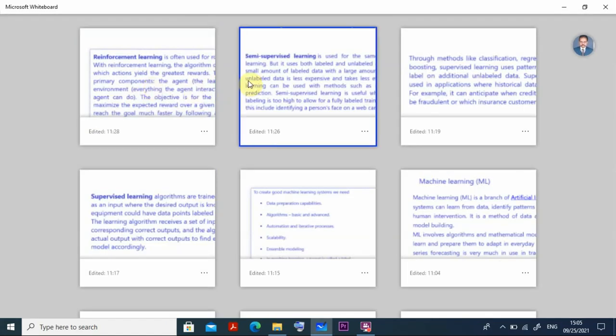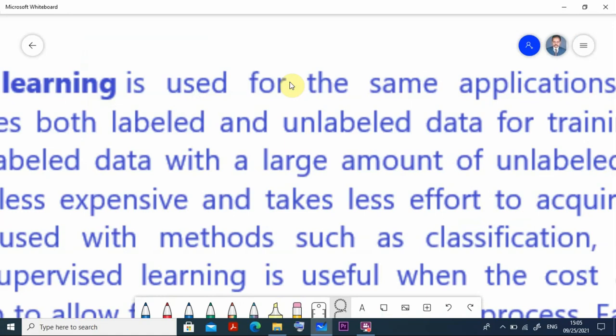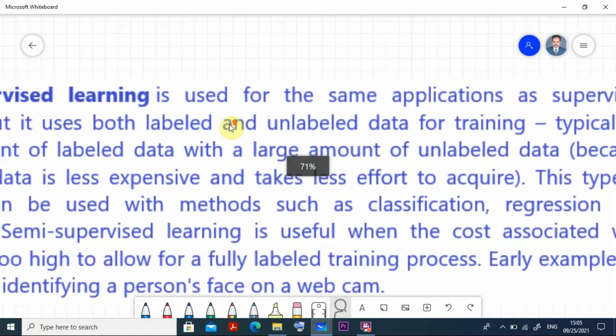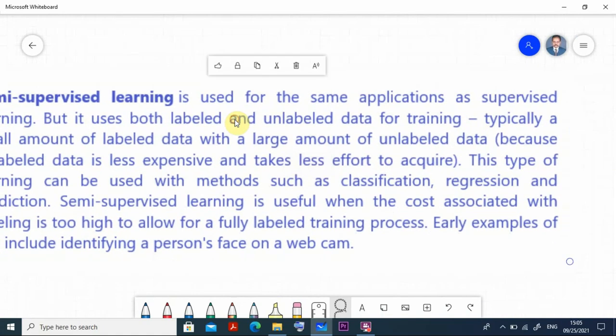So we will be having some semi-supervised learning. This semi-supervised learning is similar to that of the supervised learning. Okay. So then what is the difference we see? Let us see.